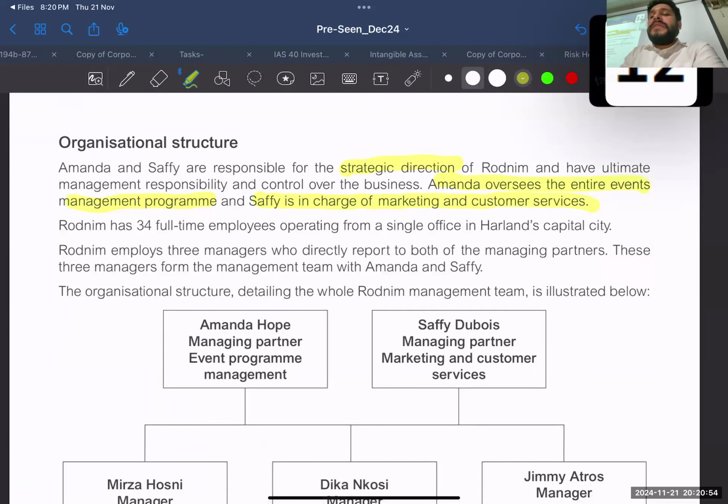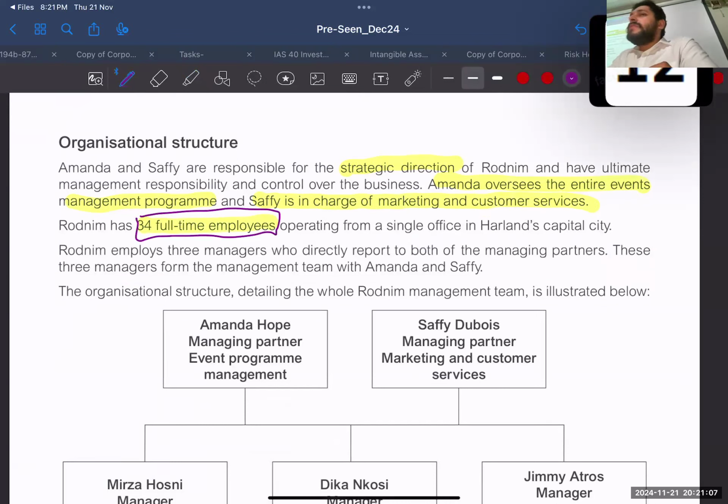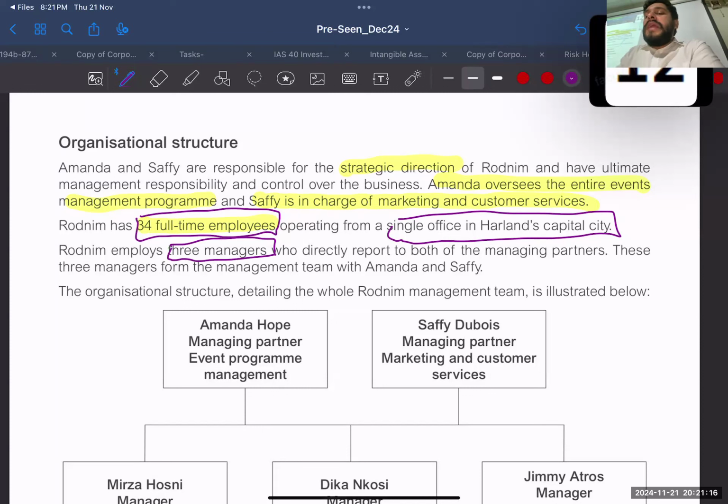Rodnim has 34 full-time employees operating from a single office in Harlan, the capital city. So we have 34 employees. Good. We will talk about the safety of these employees. We have a single head office in the capital city of Harlan. Rodnim employs 3 managers who directly report to both the managing partners. So we have 3 managers, and they report to the partners.